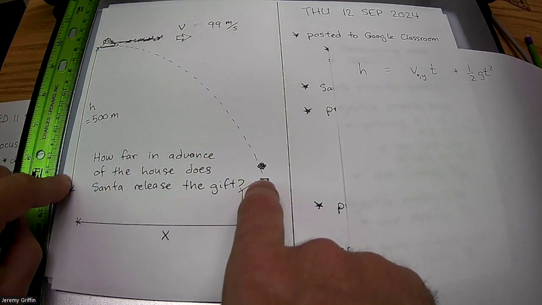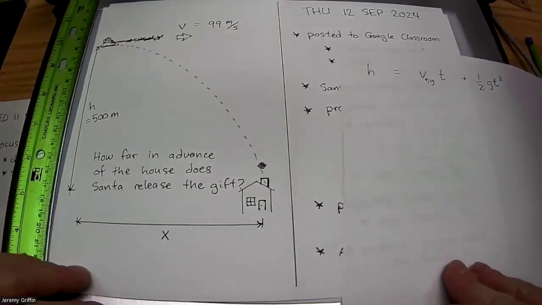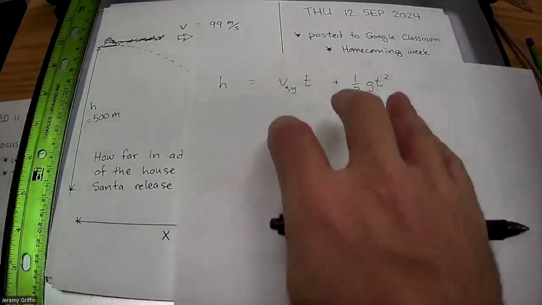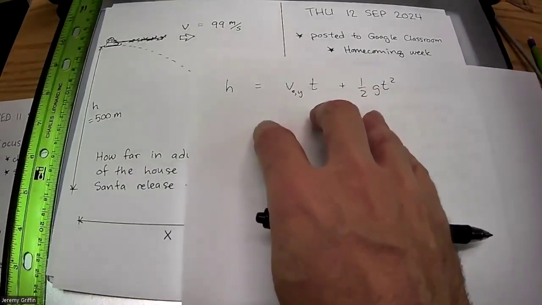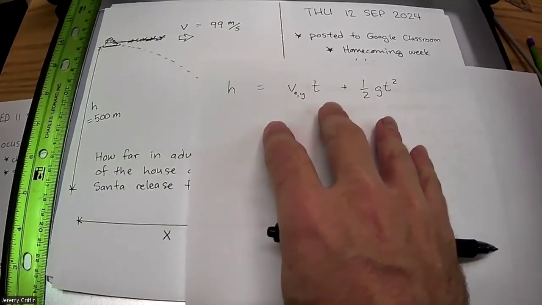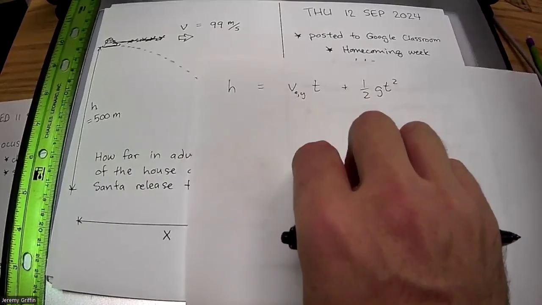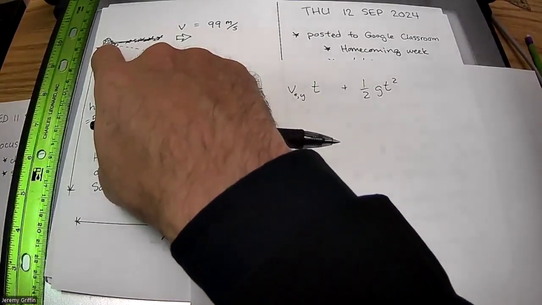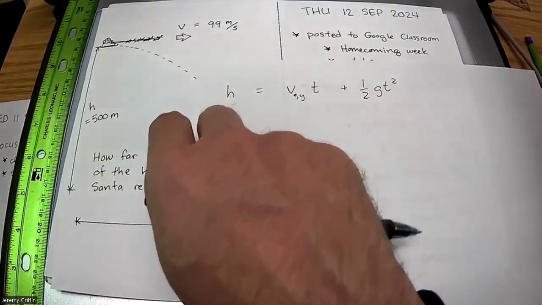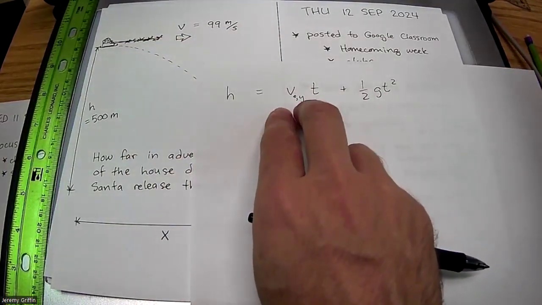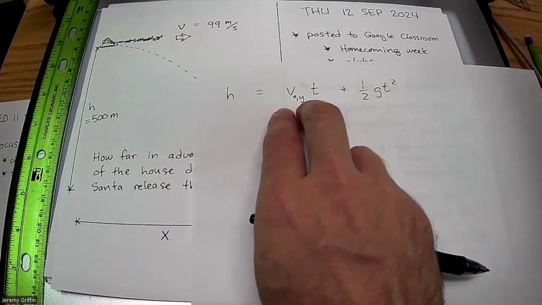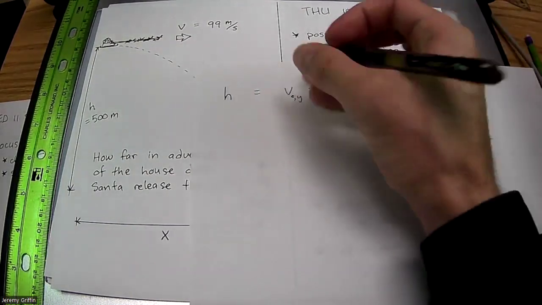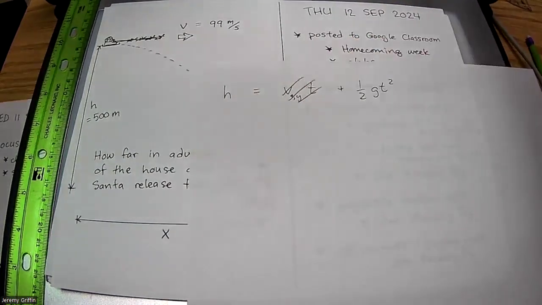Yeah, same time. Okay. So what I'm trying to get at is I can simplify this formula. I don't actually need the whole thing. Guys, how can I simplify this? Because whether you drop something or you're flying to the side, what is the initial vertical component of velocity equal to? 0. This just goes away.